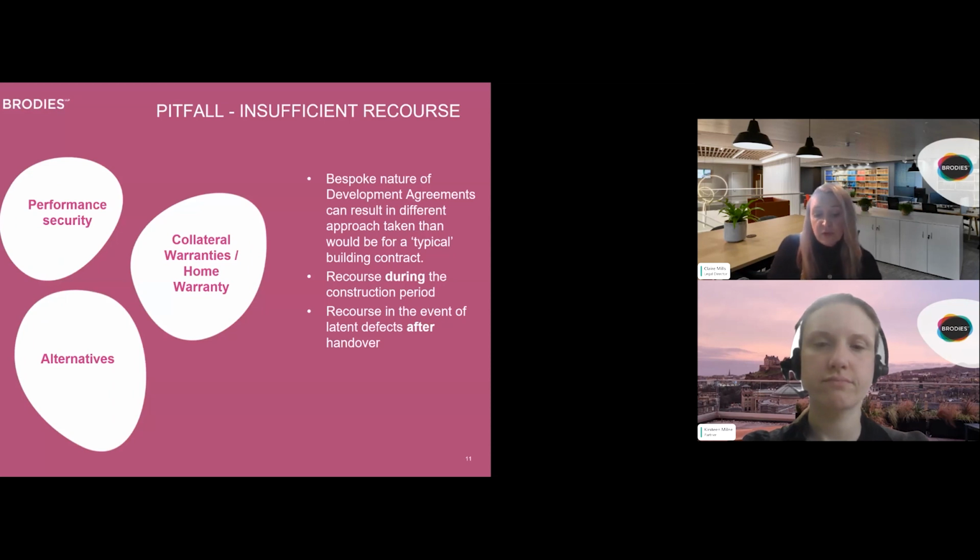So the types of recourse I just outlined all need to be provided for in the development agreement. Now, some of these provide recourse during the construction period, such as performance bonds and cash retentions, and others provide recourse after handover, in the event a latent defect occurs in the properties that have been built. So I'm going to look briefly at performance security, which is typically in place during the construction period, and then collateral warranties, which provide for further reliance after the handover. Next slide, please.